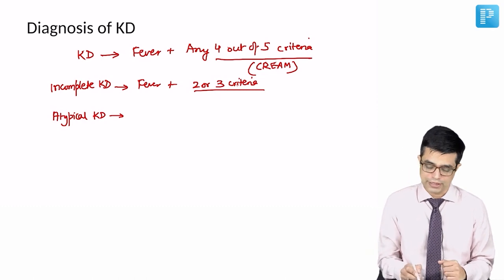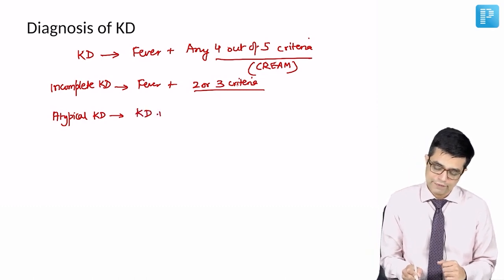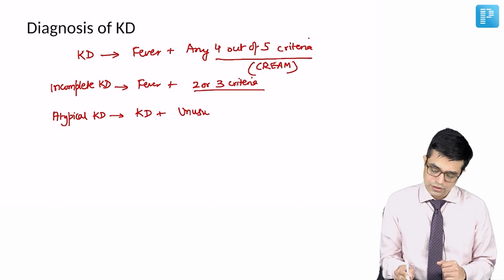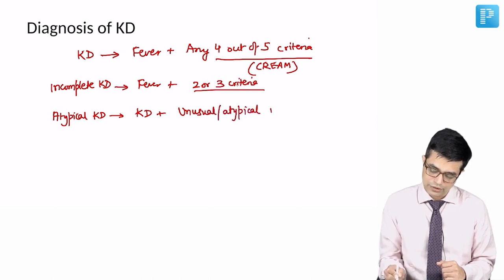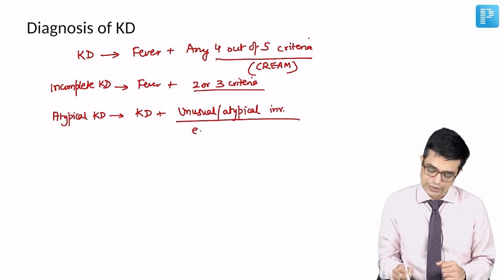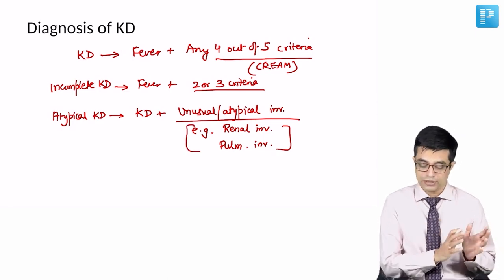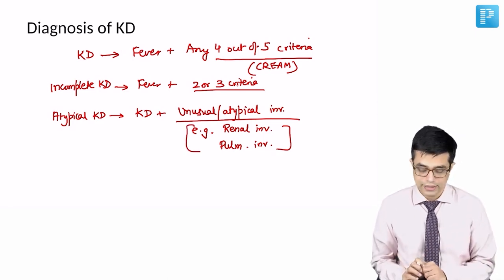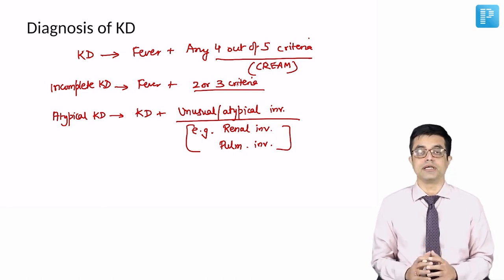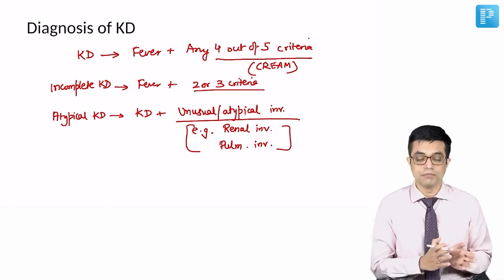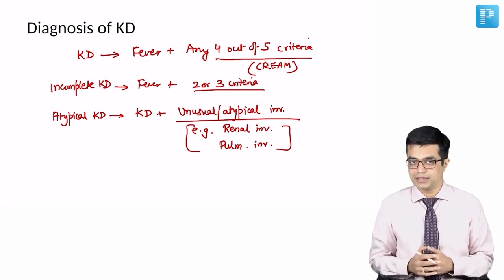So what is atypical Kawasaki disease? Any Kawasaki disease which has unusual or atypical organ system involvement. For example, if there is renal involvement, or if there is pulmonary involvement, which normally do not happen. So if all other features of Kawasaki along with these are present, then we say the patient is having atypical Kawasaki disease. So KD, incomplete KD, atypical KD can be asked in the exams.